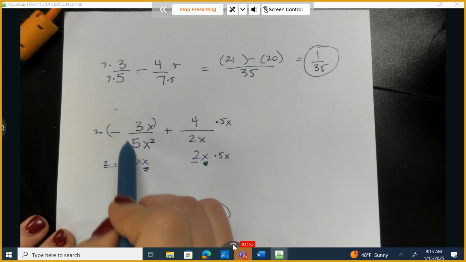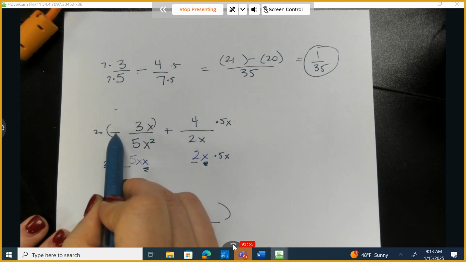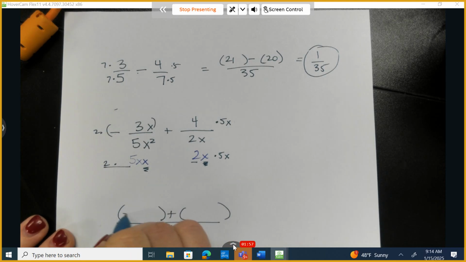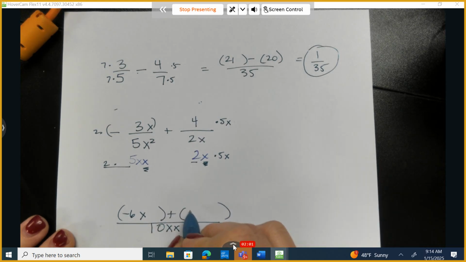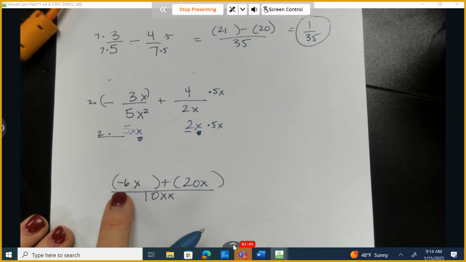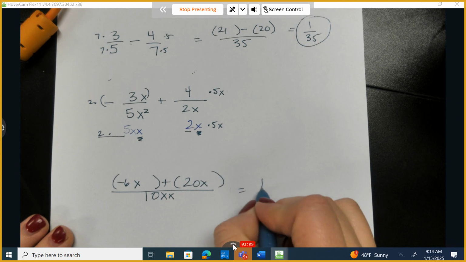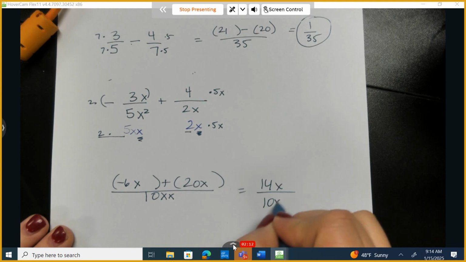Now on the left side, this can be pretty confusing. This is negative 3 times 2. That's a negative 6 with an x. On the right-hand side, I have 4 times 5x, which is 20x. These are like terms and I can combine them. Negative 6x and a positive 20x is a positive 14x. But I am not done.